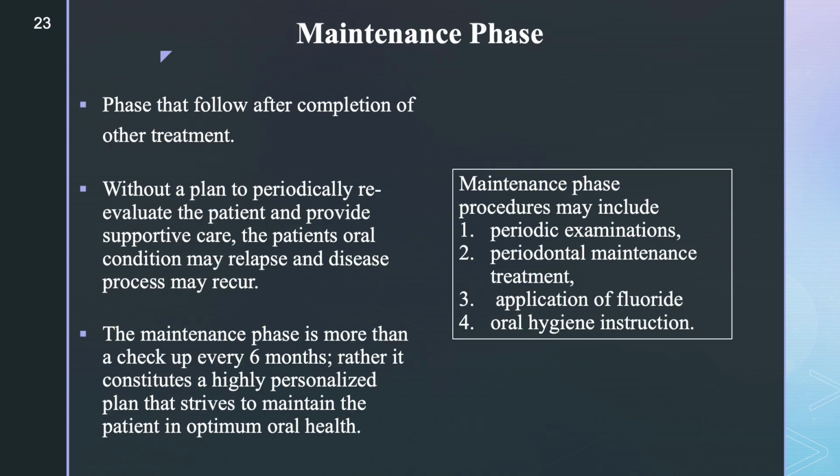Whatever the phases are, whatever the treatments are, without maintenance and follow-up, it is all doomed to fail. So, the patient has to be periodically reevaluated and followed up in order to provide supportive care and maintain all the procedures that have been done so far. So, the maintenance phase procedures can include periodic examinations, periodontal maintenance, application of fluoride, and oral hygiene instruction re-emphasis.